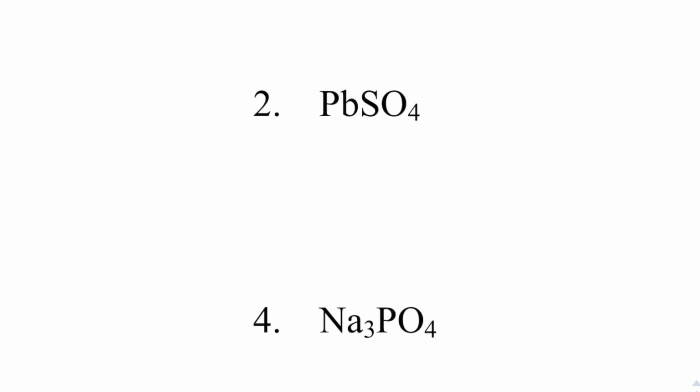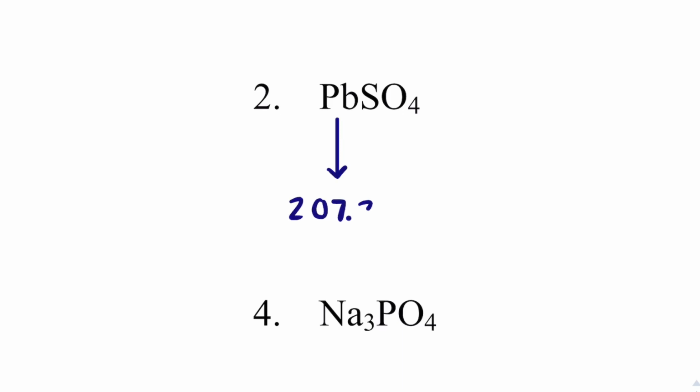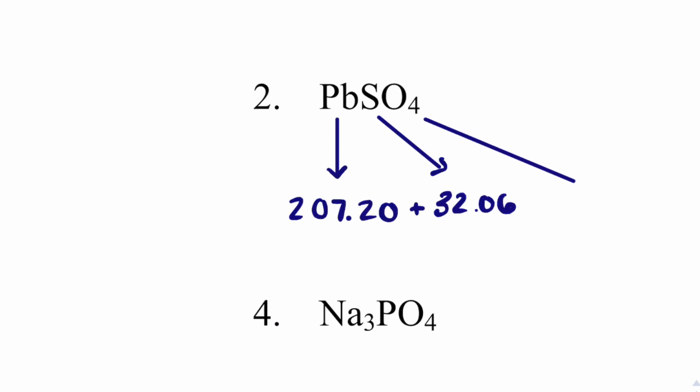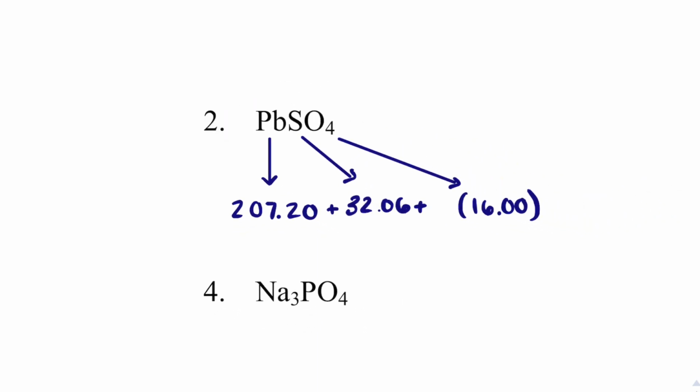Okay, now let's look at number 2. We've got lead 2 sulfate. If I look at my periodic table, Pb is 207.20. Sulfur is 32.06. And then oxygen, if you look at the periodic table, oxygen will be 16.00. But I don't just have one oxygen, I have 4 oxygen. So I want to make sure I take that into account by multiplying 16 by 4. And when I plug this in on my calculator, I get 303.26 grams per mole.